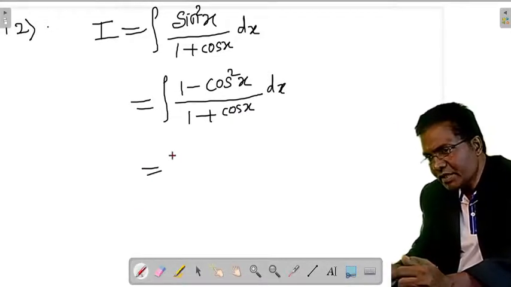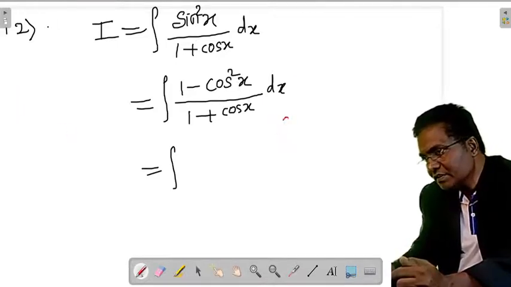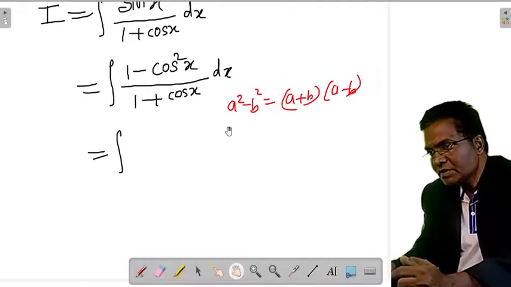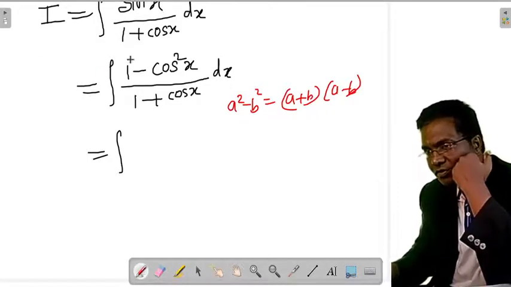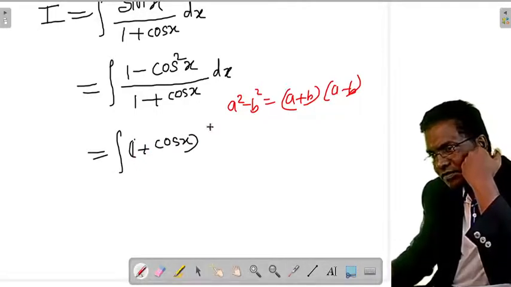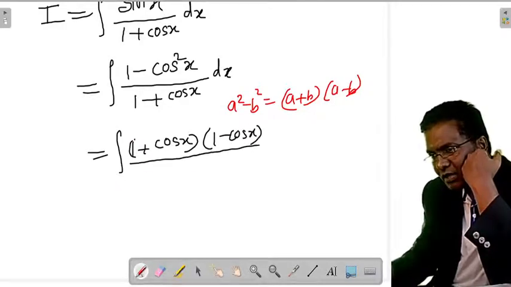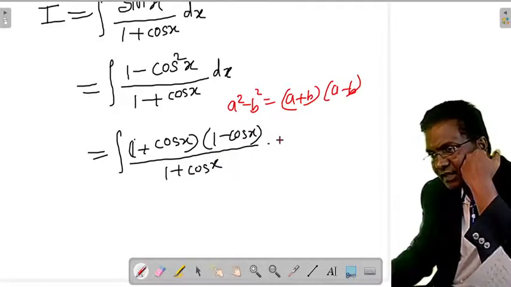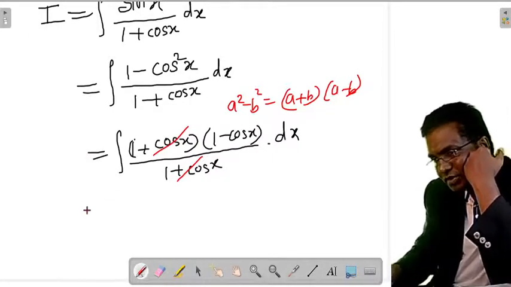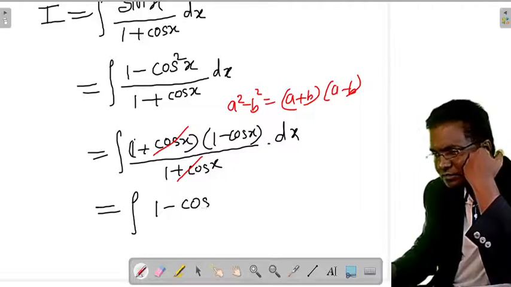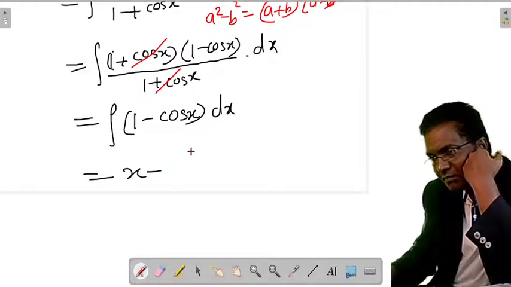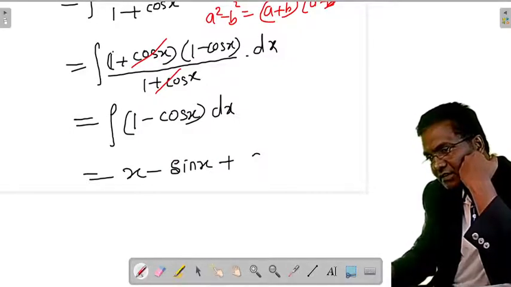Now in the numerator you have a square minus b square. Remember this: a square minus b square is (a plus b)(a minus b). So 1 minus cos square x can be written as (1 plus cos x) into (1 minus cos x), whole divided by (1 plus cos x) dx. Now this 1 plus cos x cancels. You are left with the integration of 1 minus cos x dx. Now you can write integration of 1 is x, minus integration of cos x is sin x, plus c.